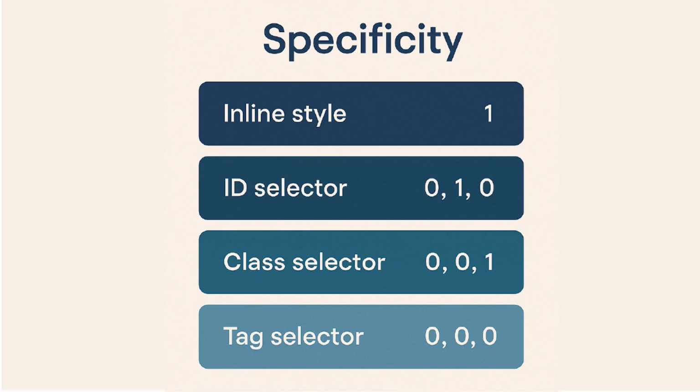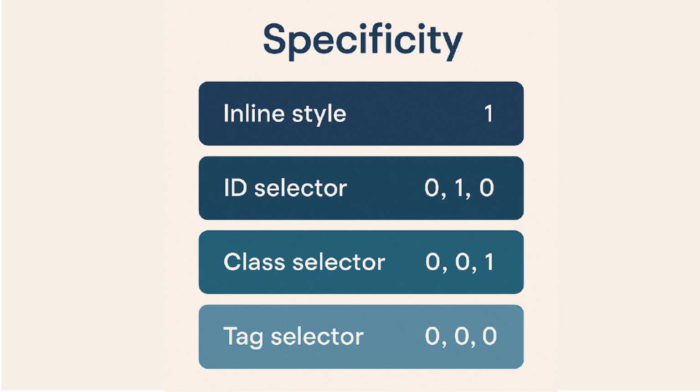This chart shows how CSS calculates specificity using a set of numbers. Each selector type gets its own place in a three-part score. Inline style gets the highest weight and is shown as just one. An ID selector gets the score 0, 1, 0. That's 0 tags, 1 ID and 0. Class selectors are 0, 0, 1, meaning no tags, no IDs, just one class. And tag selectors get the lowest score, that is 0, 0, 0.